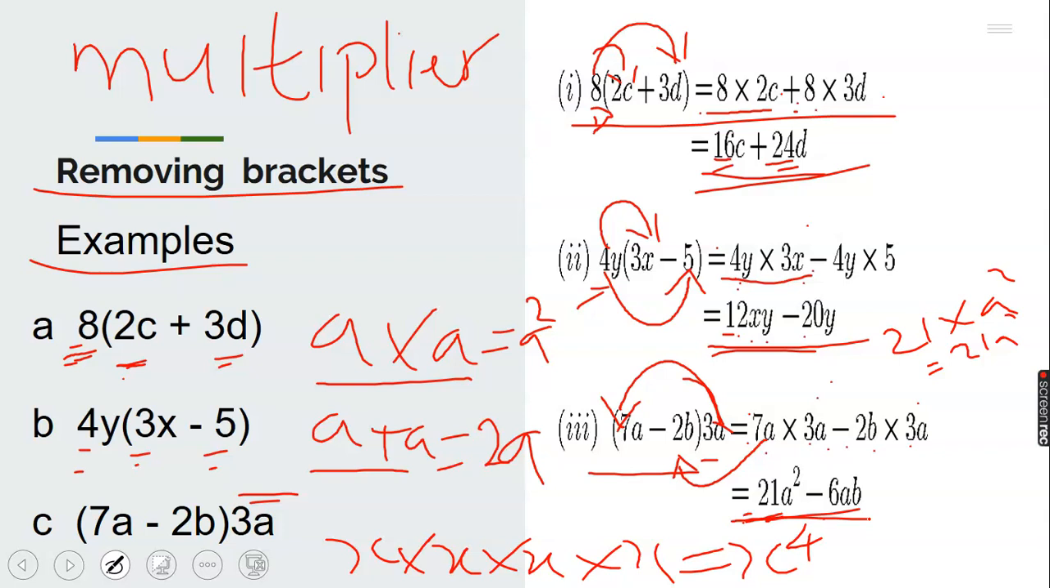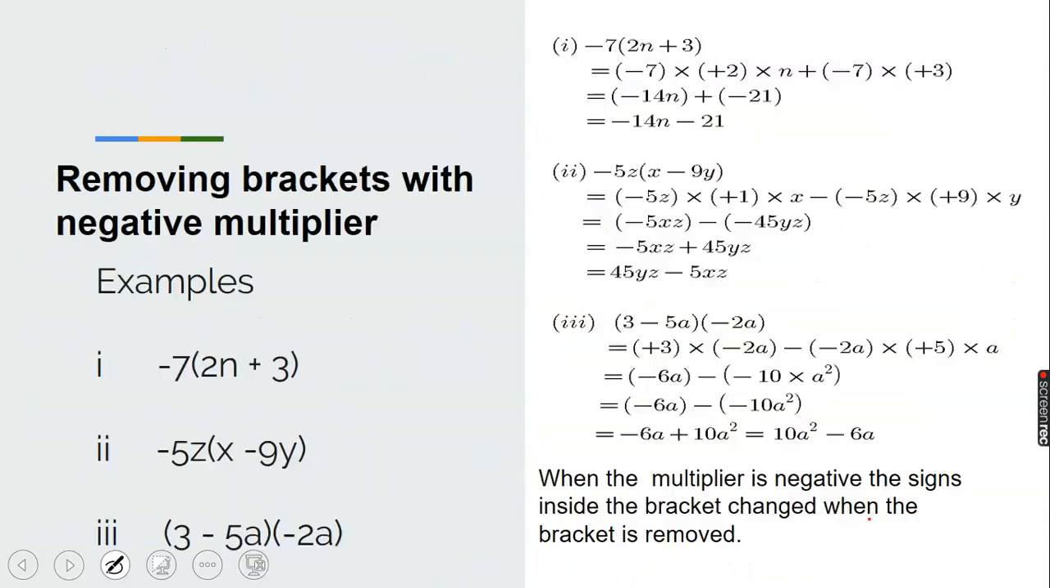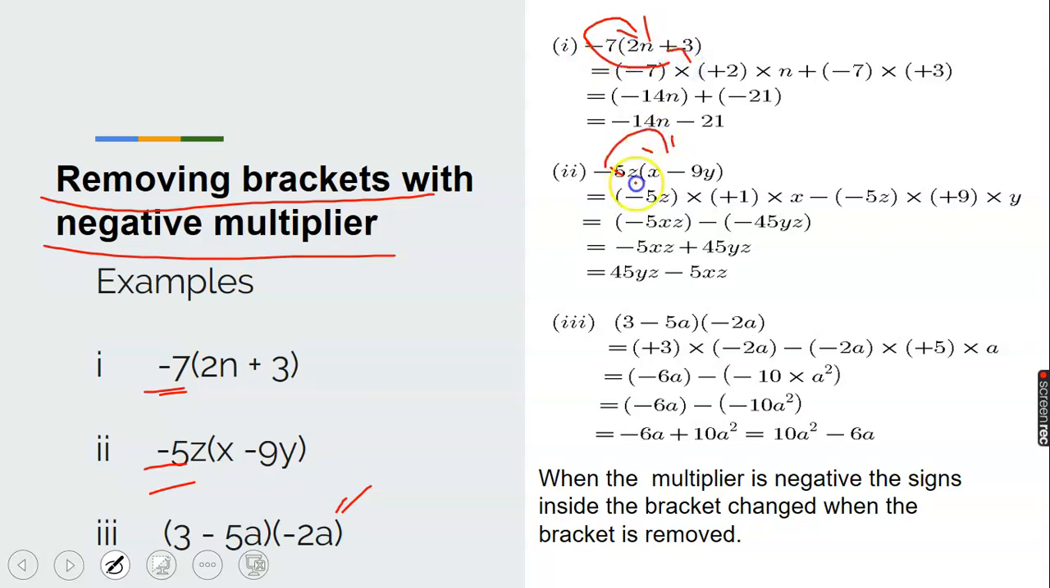This is where we are dealing with what? Positive multiplier. Now, when you are removing a bracket with a negative multiplier, you can see all these ones, they have minus. You can see they have minus, unlike the one we did before. Now, look at. Just like the way we did the first one, the same way we are going to do this one also. The minus outside, you use it to multiply the first and the second. Use this to multiply this, use it to multiply this. Now, look at.